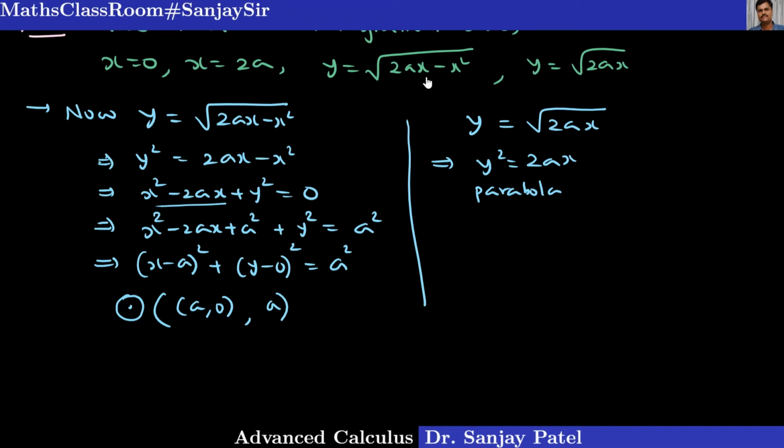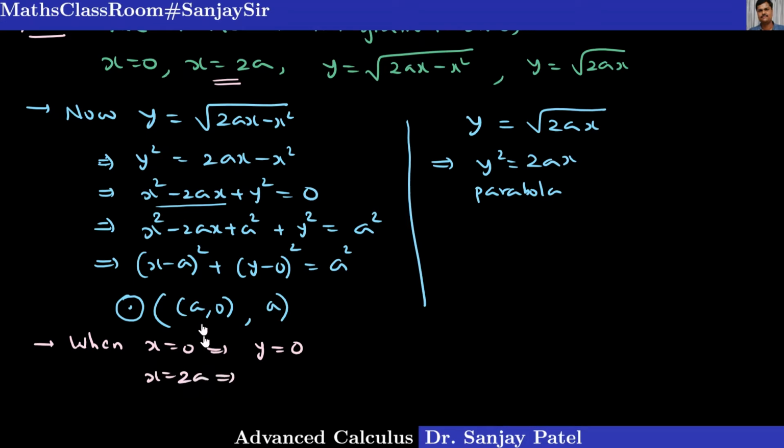So for this circle, when x is equal to 0, putting x equal to 0 in any of these, say in this, we get y is equal to 0. And when you put x equal to the second limit, that is 2a, in any of these equations, say if you put here, it is 2a into 2a, that is 4a square, minus 4a square. So we'll get y is equal to 0 again. So the points of intersection of the two lines and the given circle are 0, 0 and 2a comma 0.